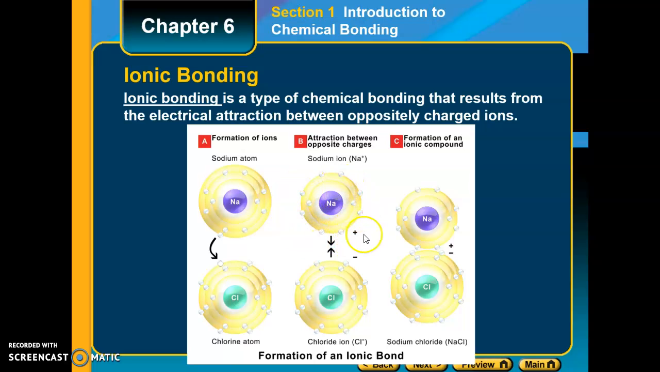But that leaves sodium with a positive charge. It now has more protons than electrons, and it gives chlorine a negative charge because it now has that one extra electron. The positive sodium cation is attracted to the negative chloride ion, and that attraction is what forms this ionic bond. So ionic bonding always results from the transfer of electrons. We always have to have a giver and a taker: an element willing to give up electrons, and another element wanting to gain electrons.